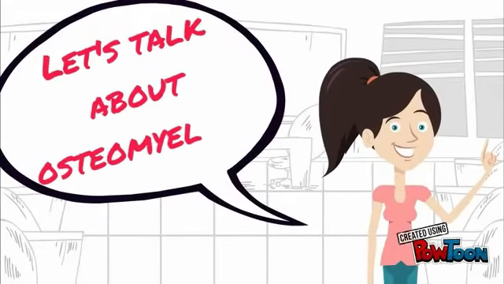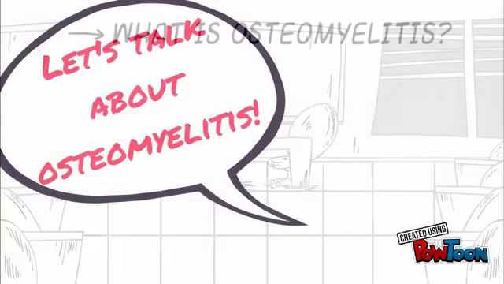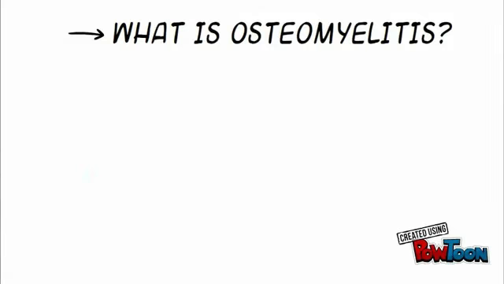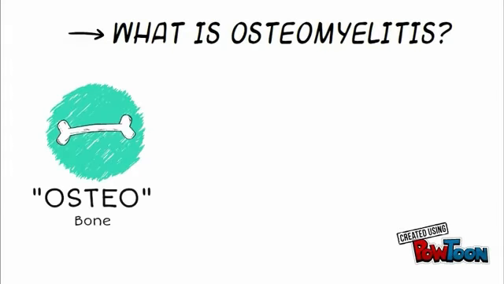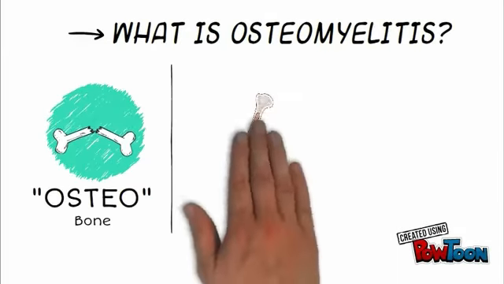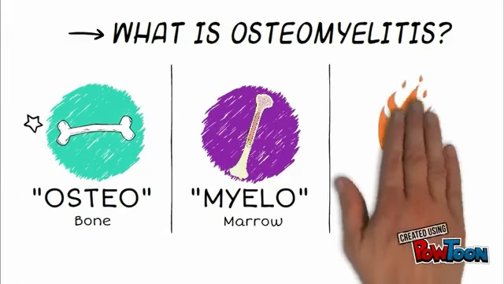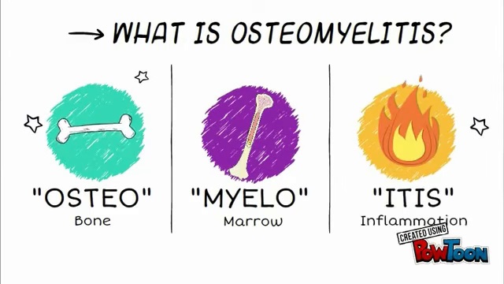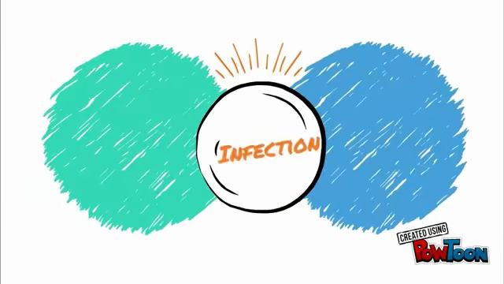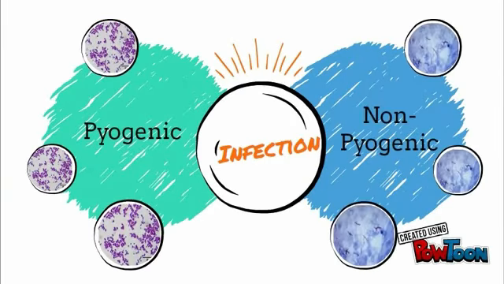Today we're going to be talking about osteomyelitis. Let's start off with what is osteomyelitis. If we break down the word, osteo means bone, myelo means marrow, and itis refers to inflammation. Therefore, osteomyelitis means inflammation of the bone and bone marrow. This inflammation is usually caused by an infection, and this infection can either be pyogenic or non-pyogenic.